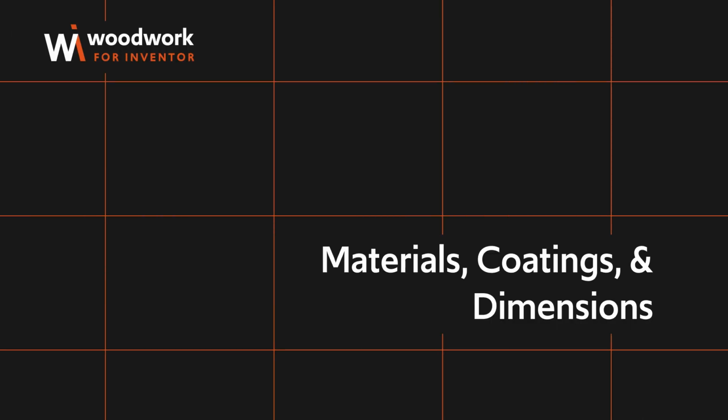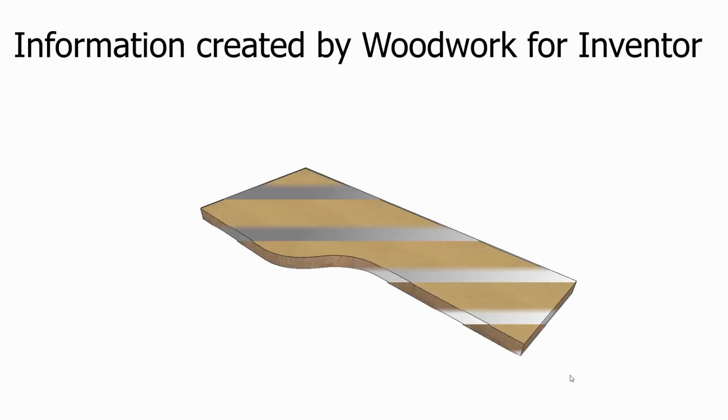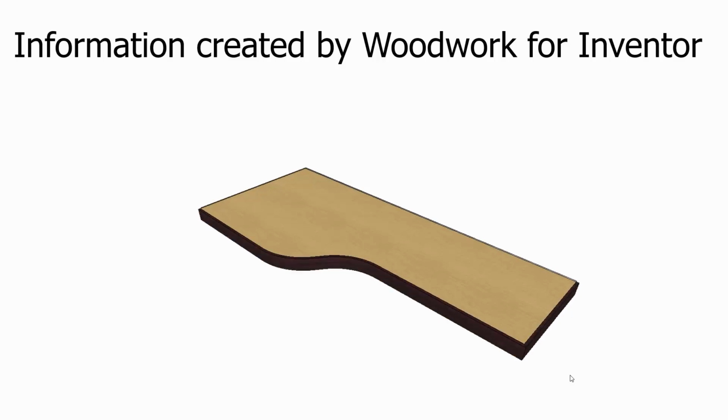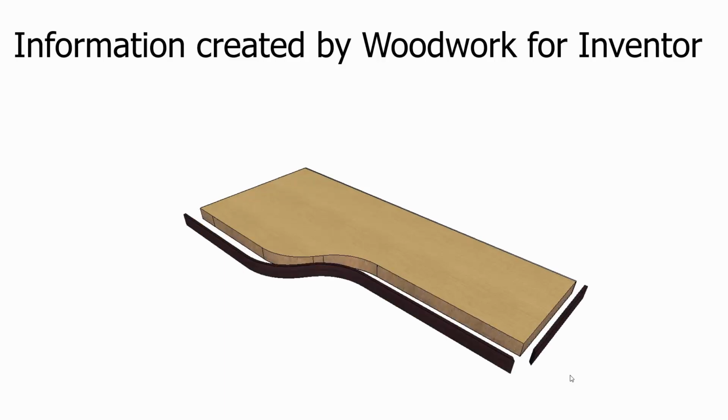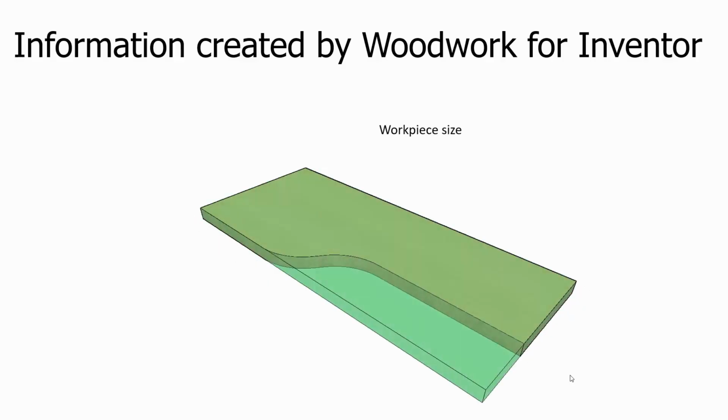Materials, coatings, and dimensions. If we take another look at the model created in Inventor, we can first assign Woodwork for Inventor materials to it, which begins to differentiate it from the plain Inventor model. Moreover, we can assign various coatings to the model, such as edge bands, veneers, paints, and so on. The Woodwork for Inventor software is capable of recognizing and distinguishing between all of these. When we talk about information containers, it's important to note that Woodwork for Inventor can calculate the blank size.